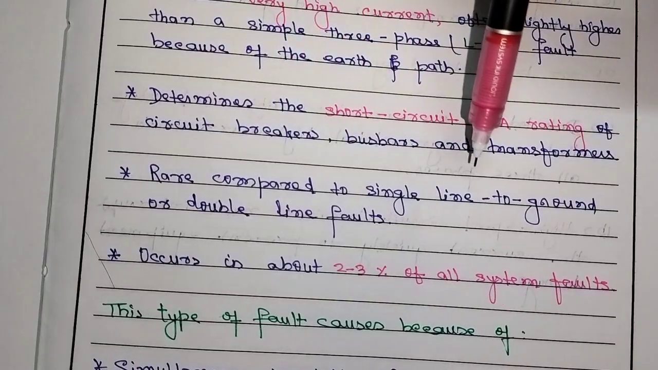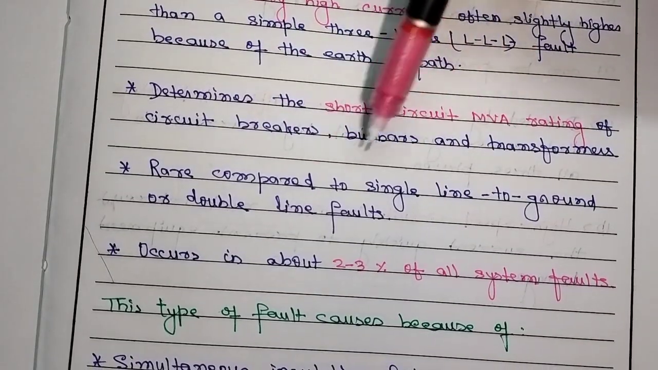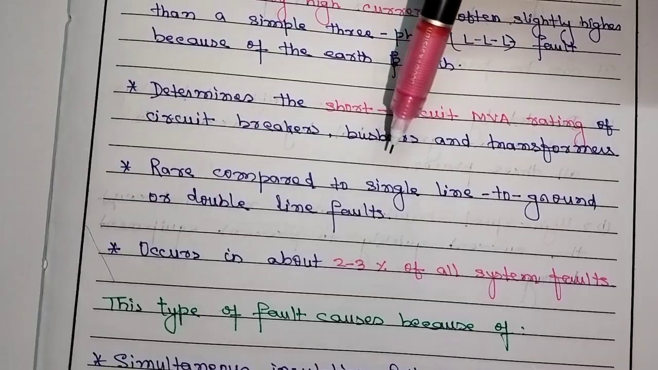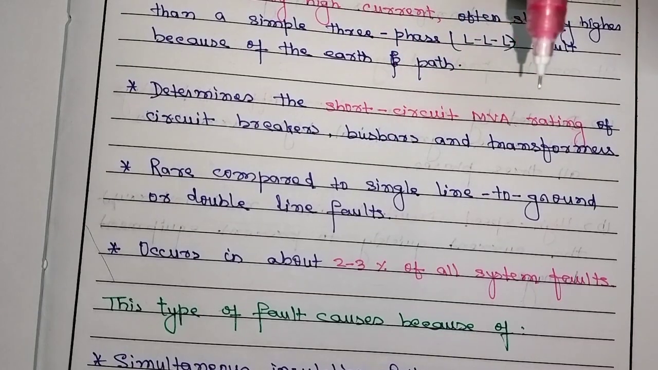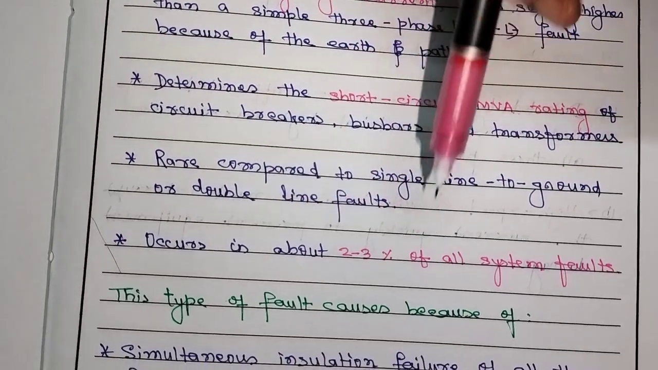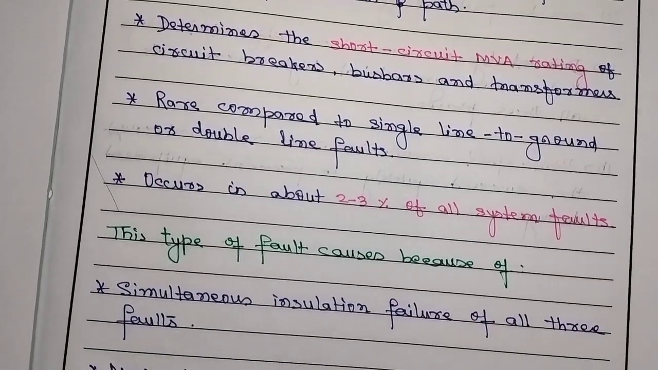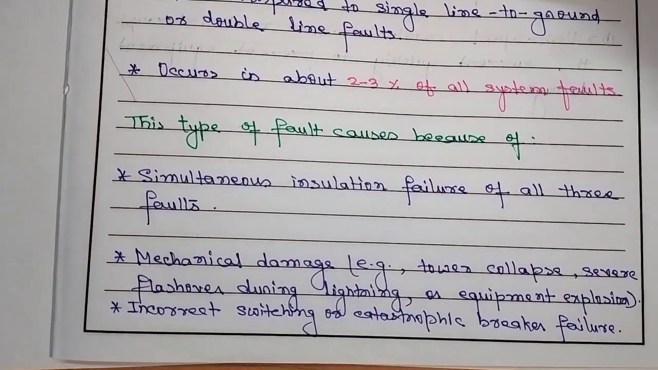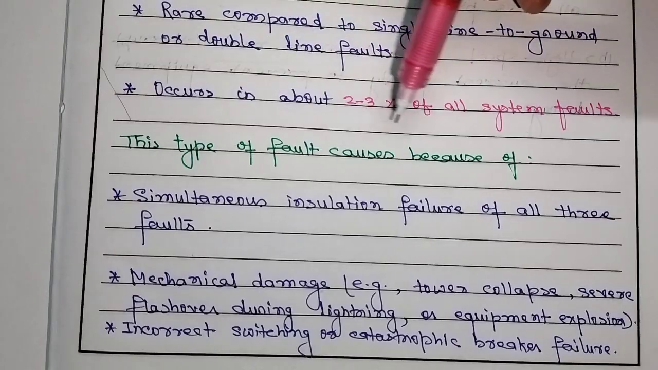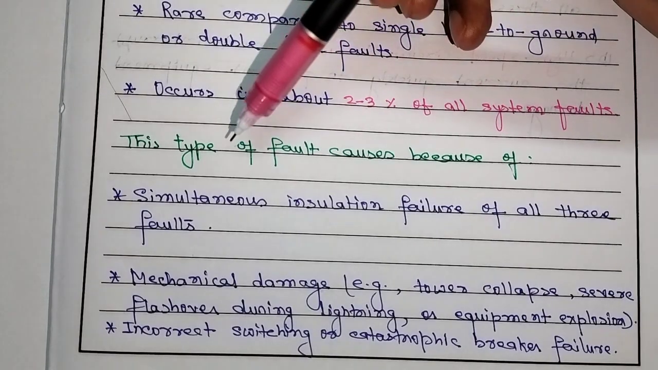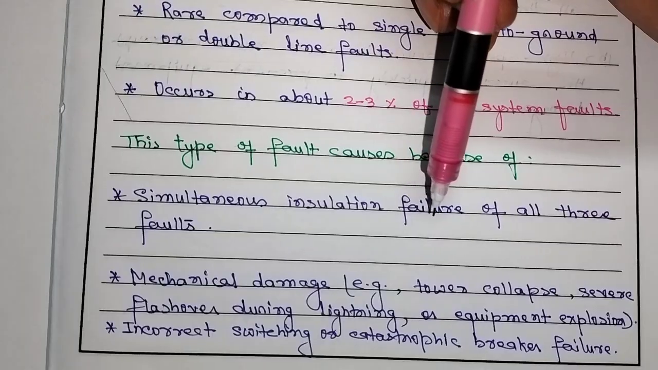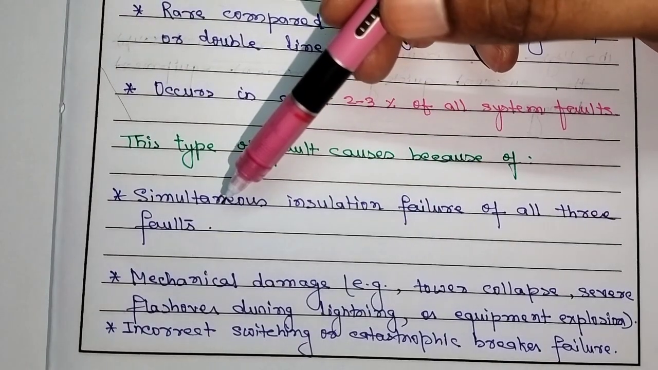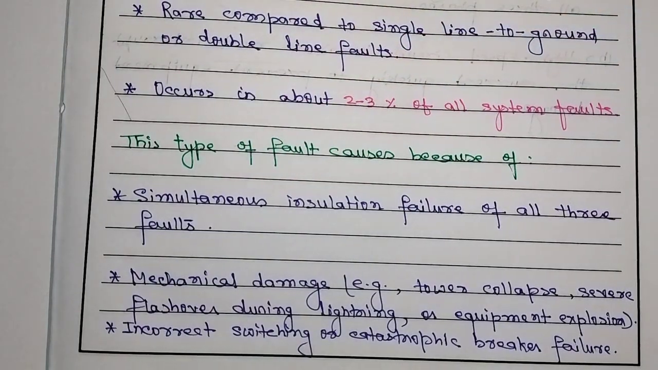It is rare compared to the single line to ground or the double line to ground fault. It occurs very rarely, whenever the three lines are getting touched and the fault occurs. It occurs in 2 to 3% of the system faults. Next topic that we have, this type of fault is caused by, first point, simultaneous insulation failure of all the three phases, whenever the insulation fails on all the three phases.